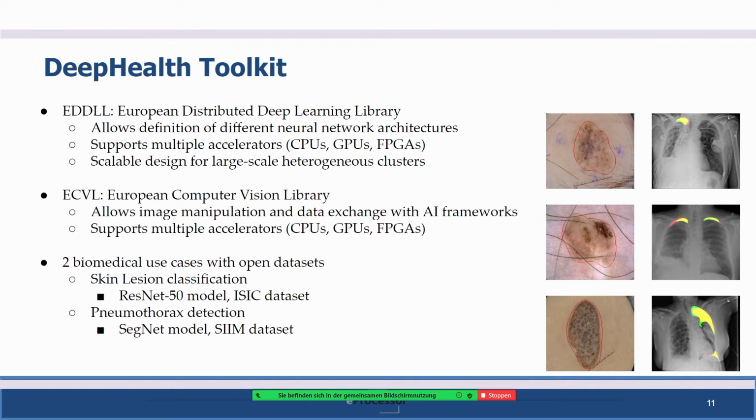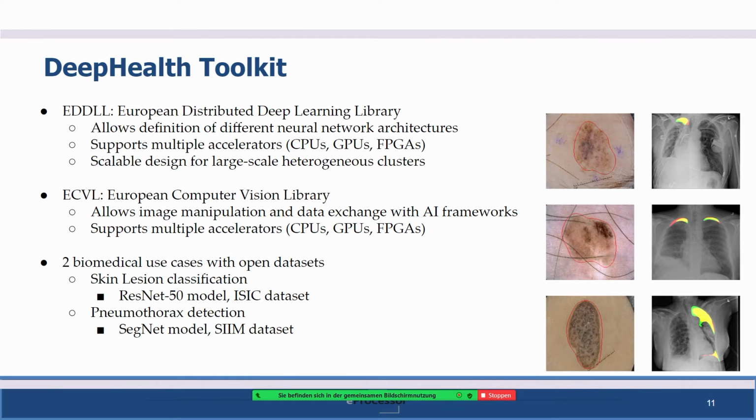And in the project there are different, I think 12, use cases, but in the eProcessor project we are focusing on two of them, basically because we can use them with open data sets. One of them is the skin lesion classification, which uses a ResNet 50 model and the ISIC data set. You have here 3 images on the left with different skin lesion types, I guess. I don't really know.